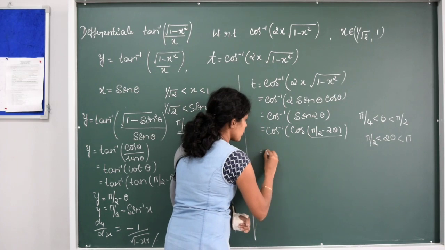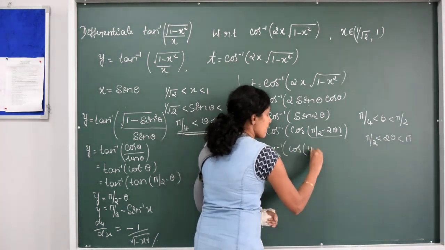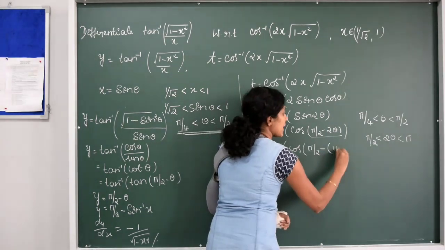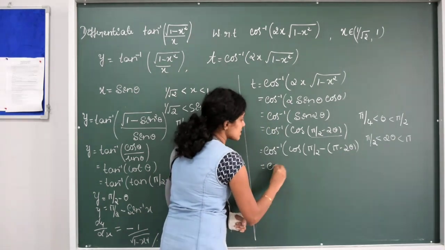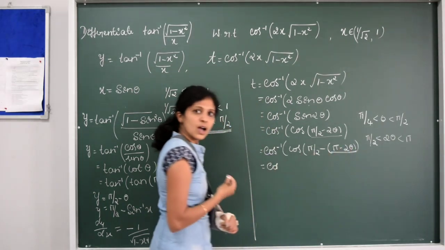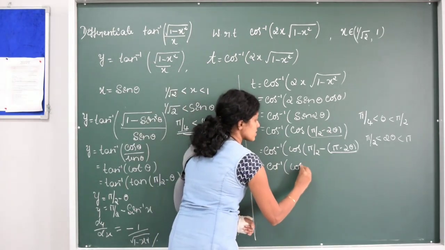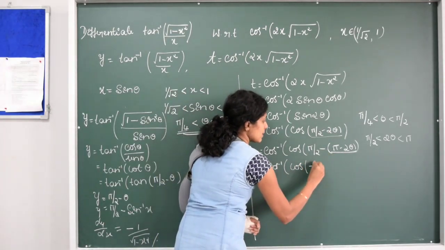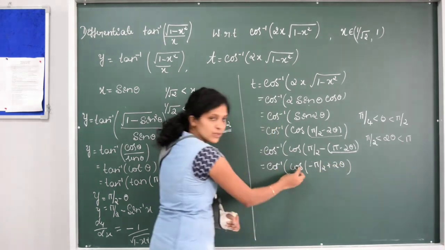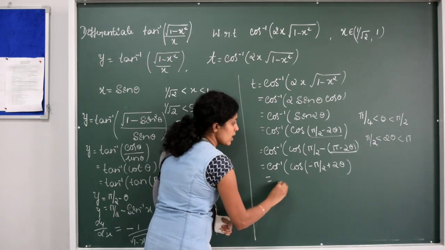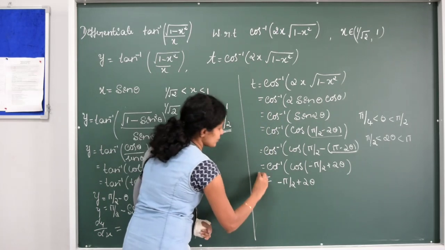So directly we cannot write this one. We can write this as cos inverse of cos of pi by 2 minus of pi minus 2 theta. Is it clear? Minus of pi minus 2 theta, because if I consider pi minus 2 theta, obviously it will be in the second quadrant. So this will be cos inverse of pi by 2 minus pi will be minus pi by 2, minus into minus will be plus 2 theta. Here cos inverse and cos will get cancelled. This is equal to minus pi by 2 plus 2 theta. Clear? So we got the value of t.